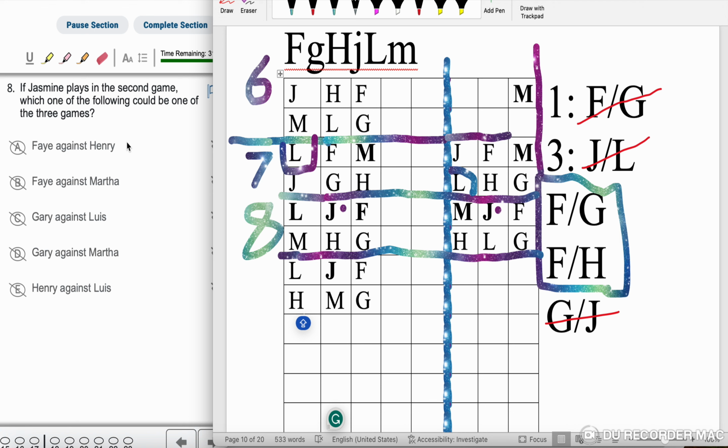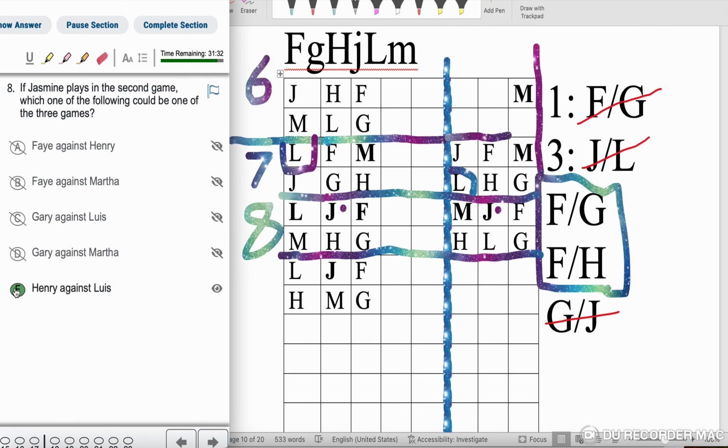So for the second game, J plays F against H. We don't see F against M. We don't see G against L. We don't see G against M. We don't see H against L. We do see that one. Let's go ahead and choose it. Answer E, H against L.